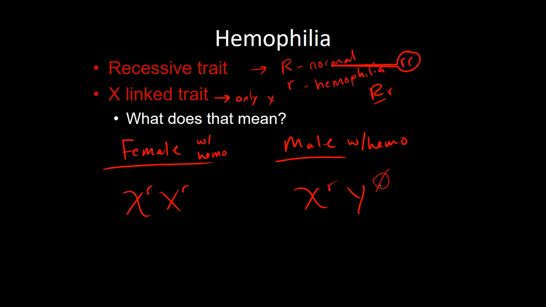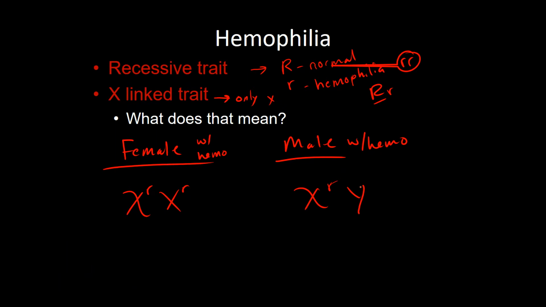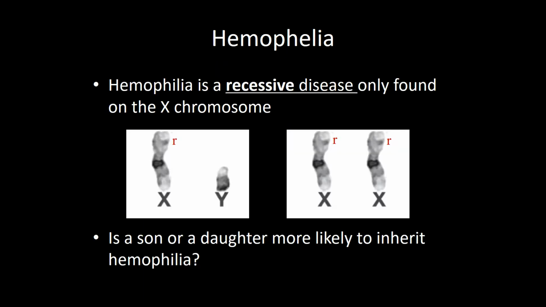Nothing goes on the Y; we're not going to write anything there. Because this is an X-linked gene, the Y chromosome does not have the gene for hemophilia. So what does this mean for males versus females getting the disease? Females have two X's and males have one X, and that's where the gene is found. So we're going to dive into what it means.